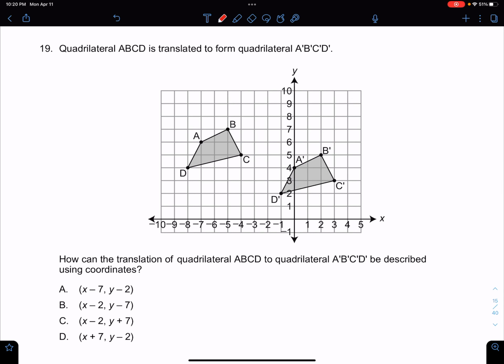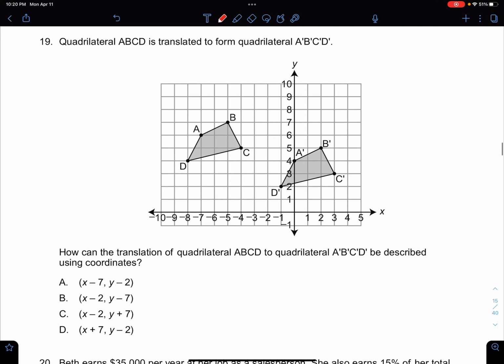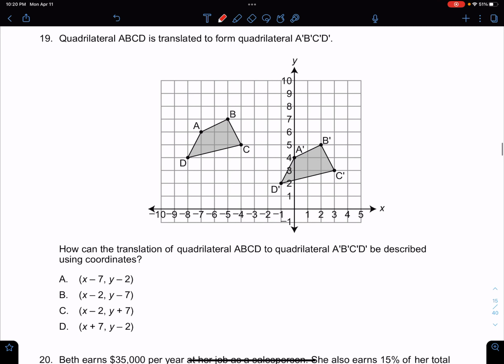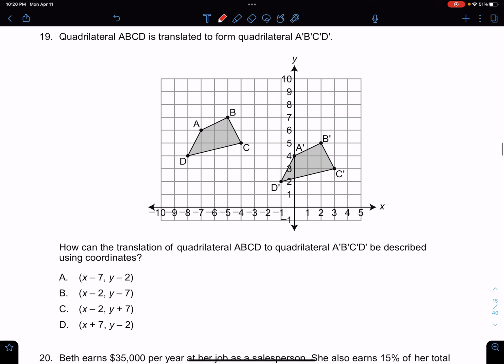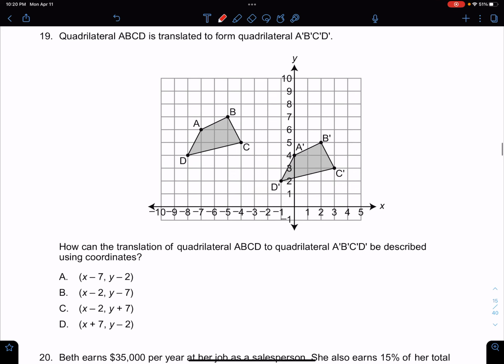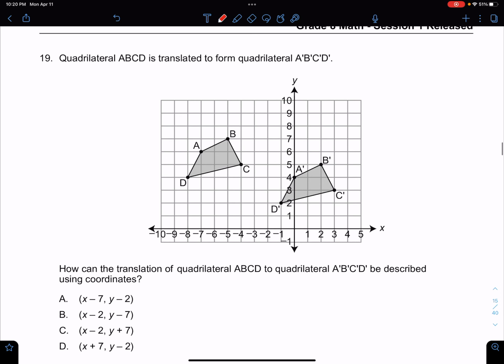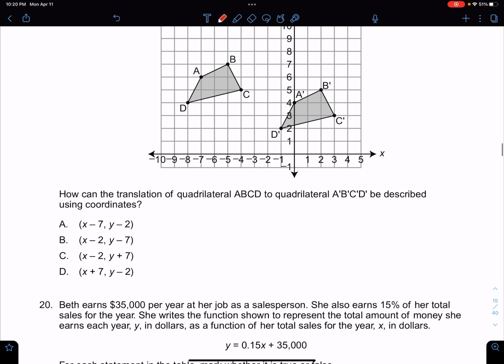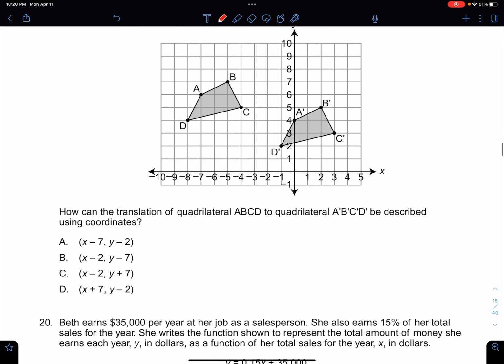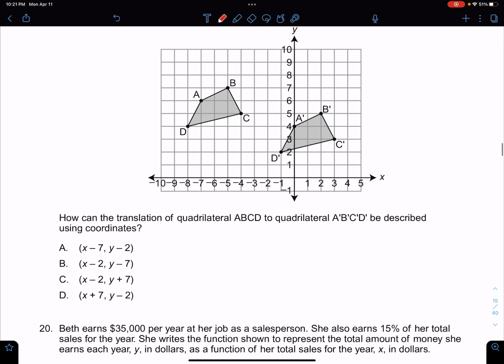Okay, question 19. It says a quadrilateral, ABCD, is translated to form quadrilateral A prime, B prime, C prime, D prime. All that's saying is that I move it around a little bit. So how can the translation of quadrilateral ABCD to quadrilateral A prime, B prime, C prime, D prime be described using coordinates? I'm just saying, how did I move this one to here, right?